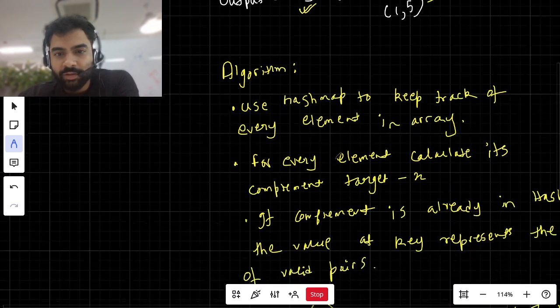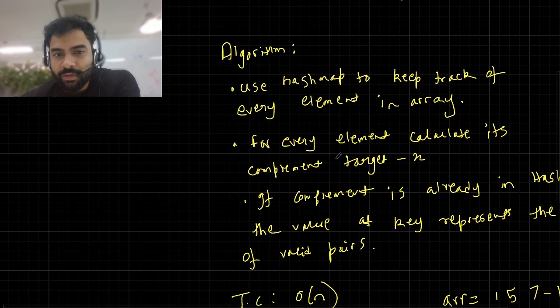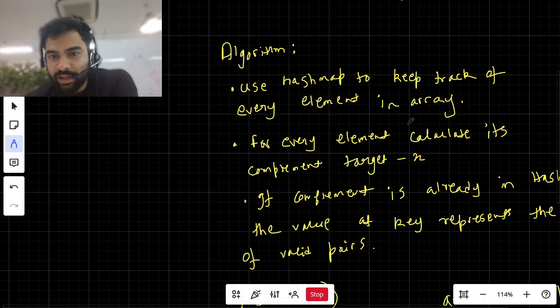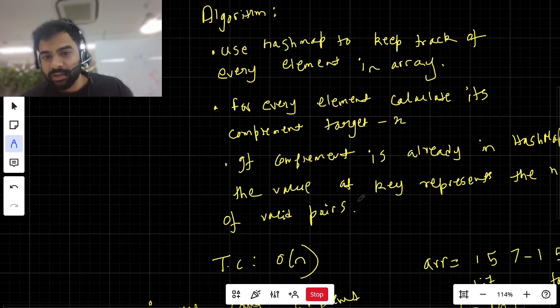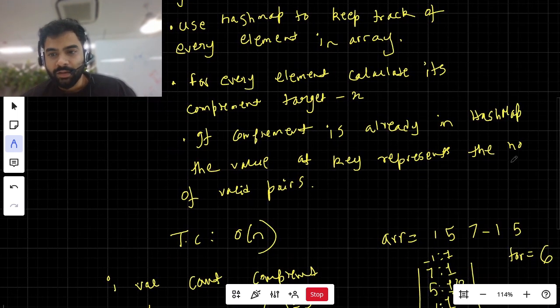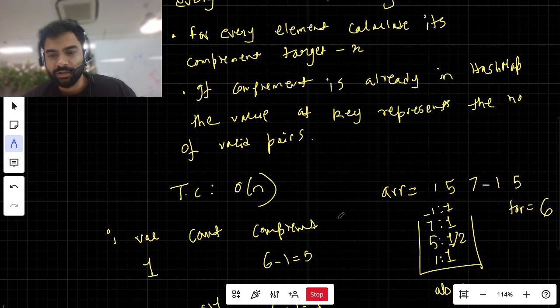So now let us go and try to understand the algorithm. First we will be using a hash map to keep track of every element in the array, and for every element we have to calculate its complement, which is target minus x. And if the complement is already in the hash map, then the value of the key represents the number of valid pairs. As you know, the hash map will use a time complexity of O(n), and this will easily get the job done.